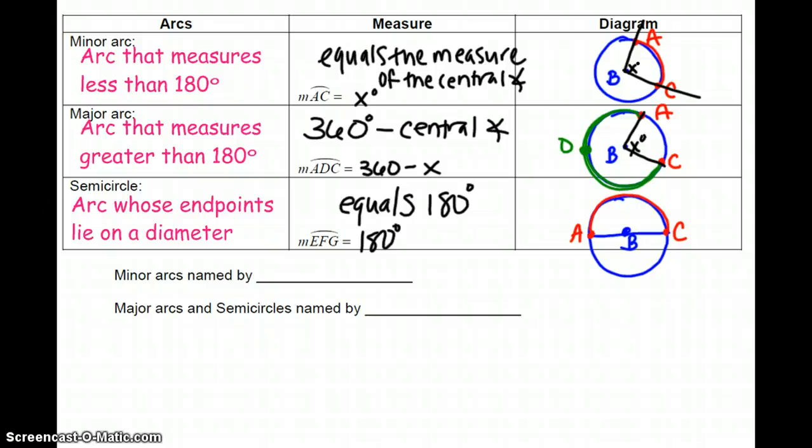Now, one thing to help us in knowing the difference between minor and major arcs: minor arcs are always named by 2 points. And as we could tell in my first example, AC just had 2 points. Whereas major arcs and semicircles are named by 3 points, larger arcs. Once again, I'm going to move to the next slide, so pause the video if you haven't gotten all of this down.